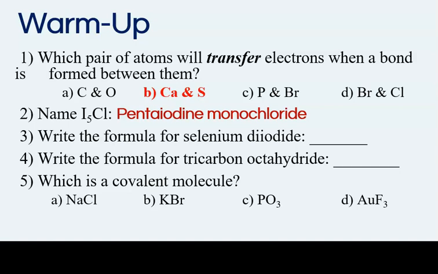Alright, the next one says, write the formula for selenium diiodide. Our formulas for covalent compounds are so easy. There's no crisscrossing, none of that. So what you see is what you get. So selenium, Se. There's an understood 1 because we don't write mono in the front. Diiodide. So that means this is going to be a prefix of 2 on the iodine. And that's it.